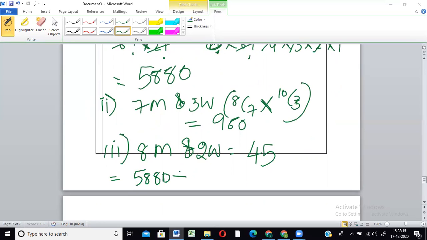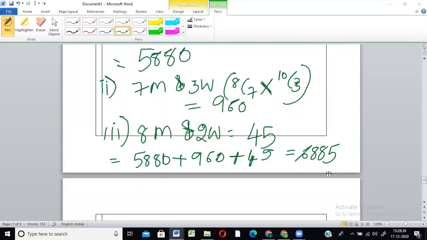5880 plus 960 plus 45. So the final answer after adding this we get 6885. So this is the total number of ways of forming the committee in such a way that the number of men present are in majority. Okay.